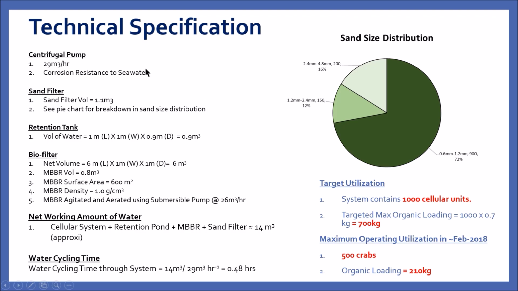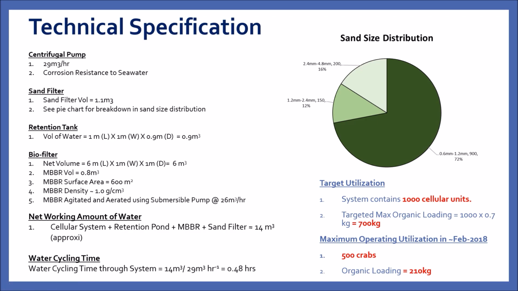The centrifugal pump is about 29 meter cube per hour, whereas the total volume of water in our system is about 40 meters cube. So this will mean a recirculation rate of at least twice every hour. And the pump is resistant to salt water. The sand filter breakdown, as shown earlier, shows the breakdown of the different sands that we are utilizing in our sand filters. This is the retention tank volume of water and the biofilter volume.